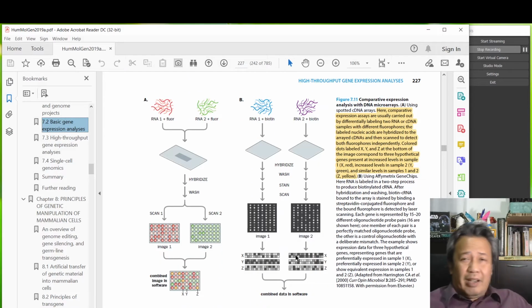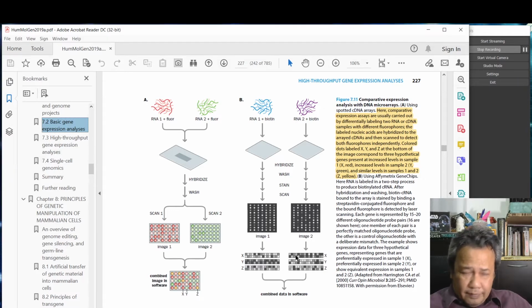For example, let's just assume that you have two types of cells, a normal cell and a cancer cell, right? A is a normal cell, B is a cancerous cell. So you extract RNA from A, you want to see what's expressed in the normal cell, and then you extract RNA from B and you want to see what's expressed in the cancer cell. So A, you label it one color. In this case, let's say you label it with red. Normally red is what?